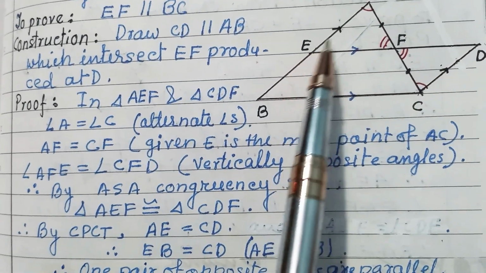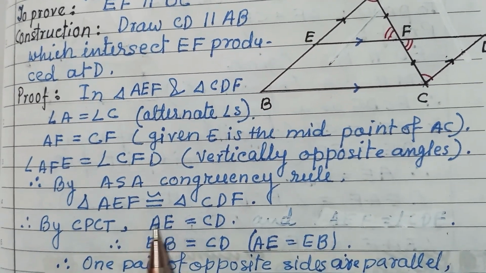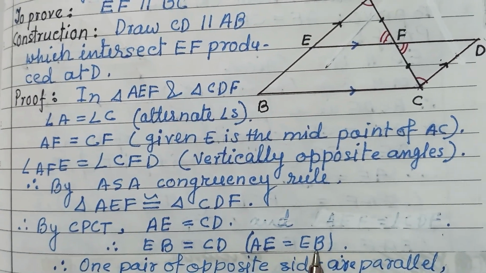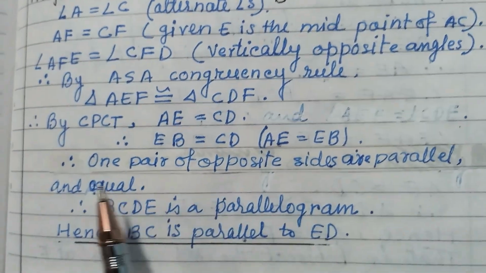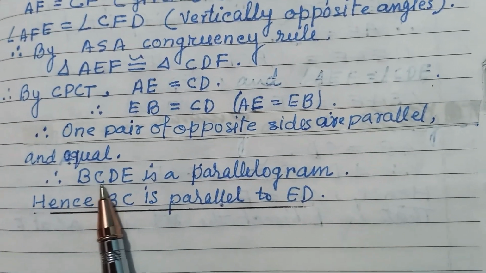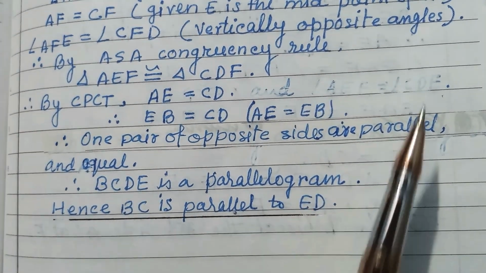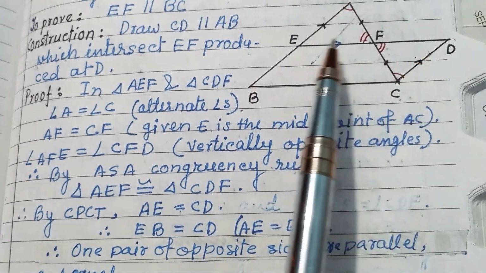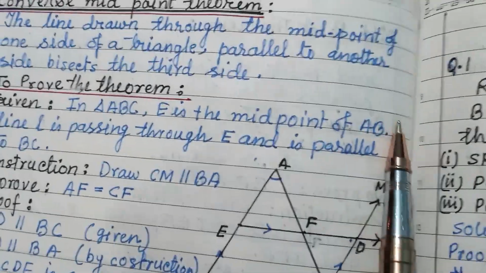And we know E is the midpoint, so AE is equal to BE. AE is equal to CD and BE is equal to CD because AE is equal to EB. So one pair of opposite sides is parallel and equal, therefore BCDE is a parallelogram. Hence BC is parallel to ED. When we have proved BCDE is a parallelogram, therefore EF is parallel to BC. Done? Next, this proof you also have to practice.